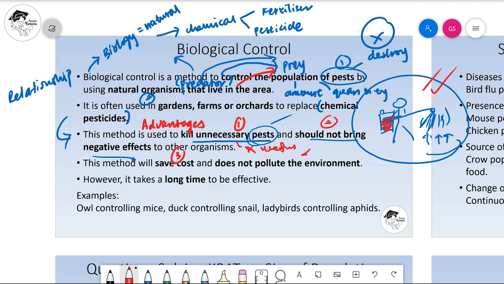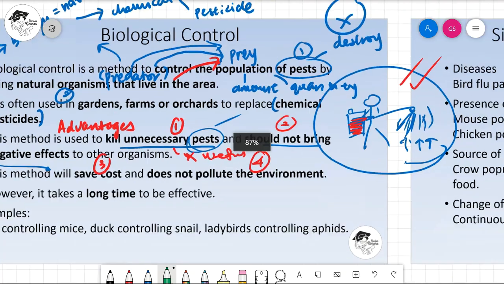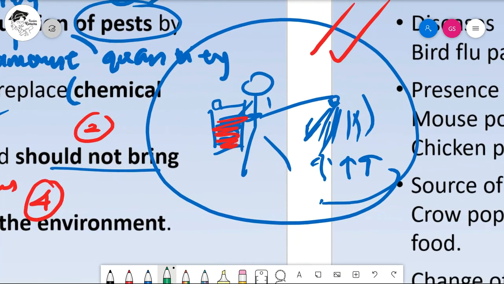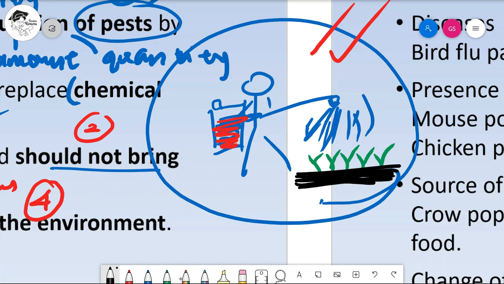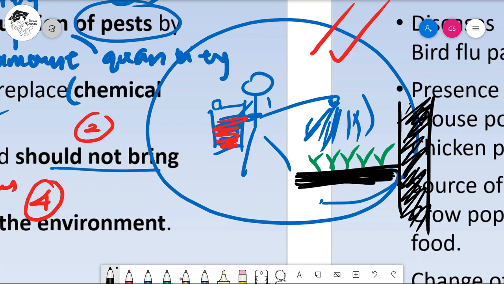Okay, number four, does not pollute the environment. Why does it not pollute the environment? Because let's think about it now. Let's look at this chemical pesticide again. If you are going to spray this padi, do you realize that this padi actually is sitting on top of what? On top of the tanah, the soil. And this tanah is going to be connected to the parit, or the longkang, the sewers on the side of the ladang. On the side of the paddy field, you are going to have this drain, or even other pieces of land surrounding it.